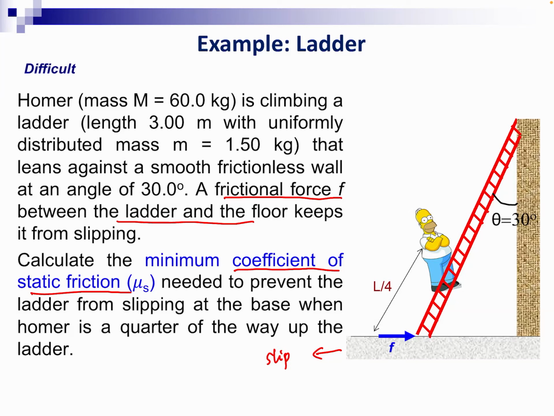Okay, any other force? Yes, weight. There are two weight forces, weight of Homer and weight of ladder. Good. Any other force present? Normal force. So the wall is supporting the ladder, so there should be a normal force. Normal force is always perpendicular to the supporting surface. So you have this horizontal normal force from the wall, and of course from the floor it's vertically upwards, perpendicular to the floor. And you have the two weight forces.